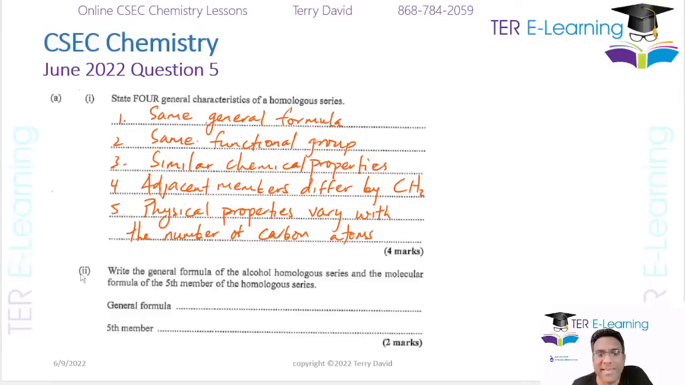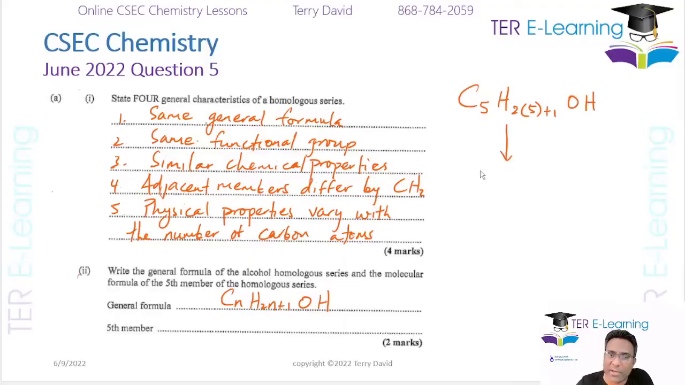Write the general formula of the alcohol homologous series and the molecular formula of the 5th one. So for the alcohol, the general formula is CnH2n+1OH. That's it. Easy 1 mark, that's standard here. Now, you want the formula for the 5th one. So you're substituting n equal to 5 into the formula. It's going to be 2 by 5 plus 1, OH. When I work this out, I'm going to get C5H11OH. 5 2s are 10, yeah. So it's C5H11OH. That's it. Easy 2 marks.